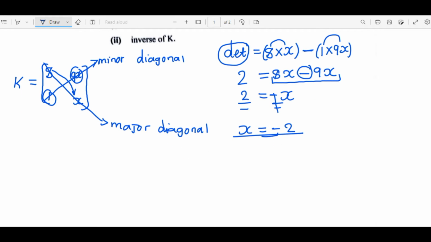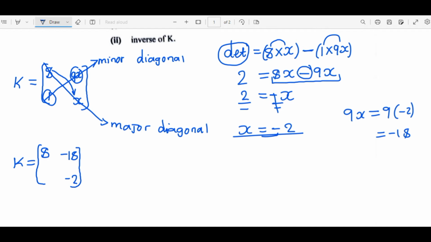Now let us write our original matrix, but this time we are going to plug in the value of x. So this is 8, and x is negative 2, so here we are going to have negative 2. Then we have this expression of 9x. If we substitute where there is x with negative 2, we get negative 18. So this is the number on this position. On this one we have 1.